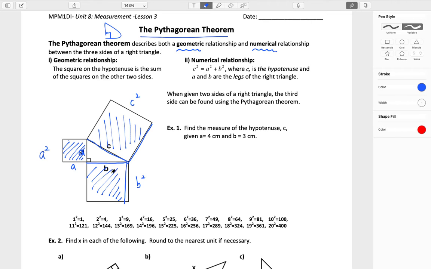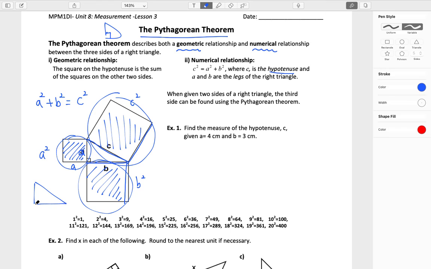So what that means is that if I were to add up the area of A squared plus B squared, I'm going to get the area of C squared. So if I add this area and this area, I will get this area, which is the hypotenuse. Keep in mind, the hypotenuse is the longest length, and it's always opposite from the 90 degree angle. So this is the hypotenuse, opposite from 90 degrees, H.